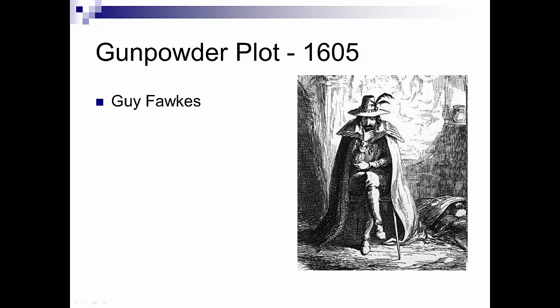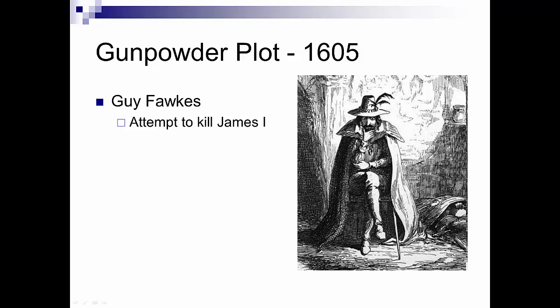Catholics had even tried to kill him in 1605. This is known as the Gunpowder Plot. And the idea was to kill King James I and restore a Catholic monarch to the throne. The plotters secured the lease for an underground area beneath the House of Lords, and a guy named Guy Fawkes was placed in charge of the gunpowder that they stockpiled there.